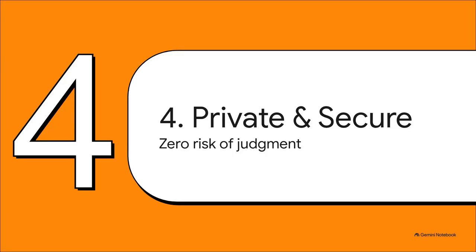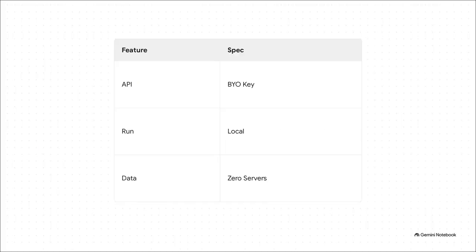Which brings us to Section 4, private, safe, and secure with zero risk of judgment. What's really interesting about this slide is the brilliant architecture working behind the scenes. For the API, it uses a bring-your-own model. That means you plug in your own free key for Claude, Gemini, or ChatGPT. Because of that, the execution runs entirely locally, right there in your very own web browser. And as for data storage, zero central servers. Because you're bringing your own API and running everything locally, absolute data privacy is guaranteed. Your clinical reasoning missteps, those little mistakes we all make, aren't being hoovered up into some giant corporate database anywhere.